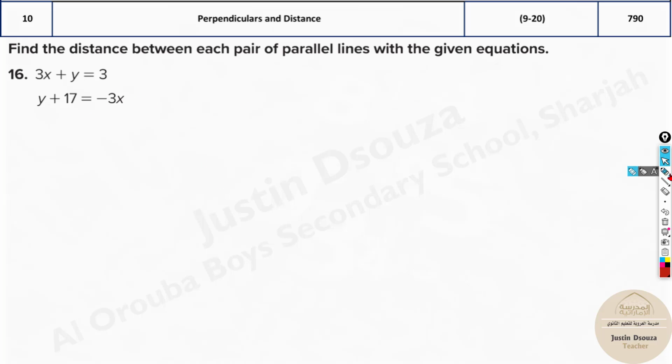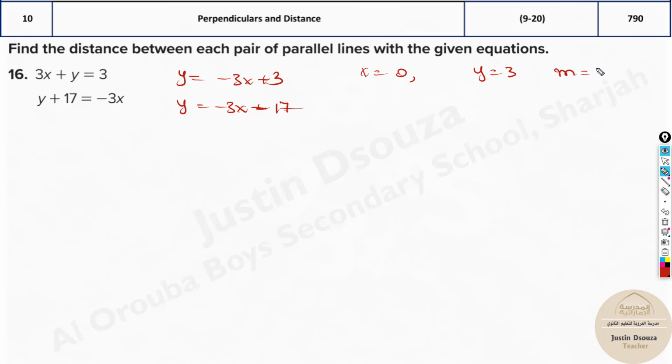This one also, please do solve it by yourselves, but I'll just rearrange both the equations and write it in slope-intercept form. It'll be y is equal to minus 3x plus 3. Over here it's going to be y is equal to minus 3x minus 17. And over here what happens? First equation, just assume x as 0 and y will be 3, because x is 0, y is remaining 3.